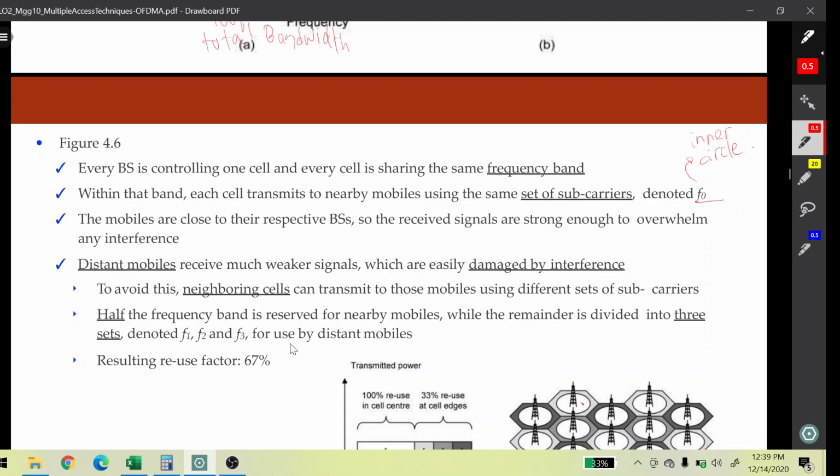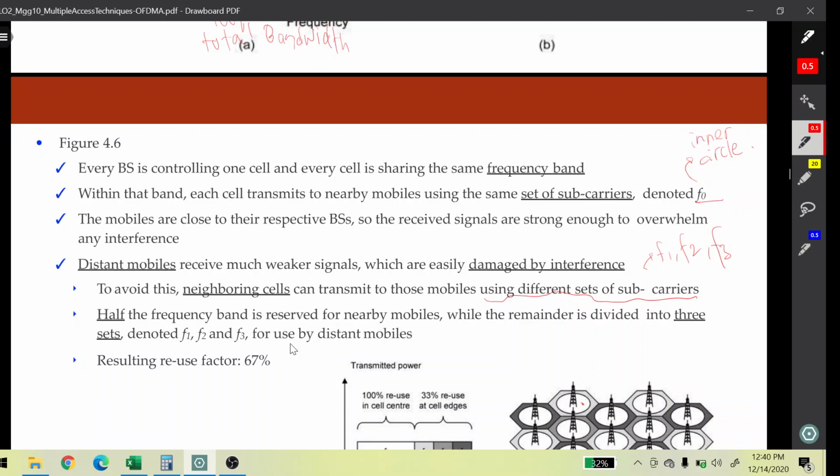Thus, for the SNR, the interference from the neighboring cell will be very small because the distance itself is obviously far, right? That's why we could still achieve 100% frequency reuse by using the inner circle over here. There is a small interference because it is still near to the cell. However, at a further distance from the cell itself, in the outer circle, in order to avoid the interference, we could transmit to the mobile station using a different set of subcarriers. That's it, F1, F2, and F3.